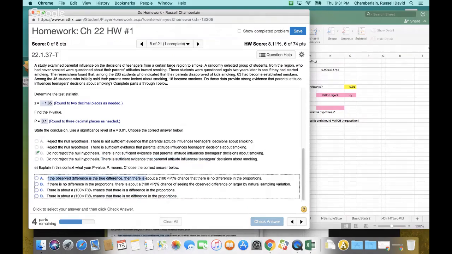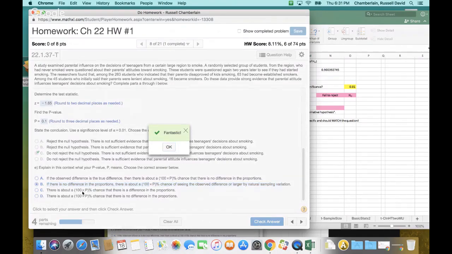If the observed difference is the true difference, if there's no difference in the proportions, yeah. So you see the difference here. This is saying there's a chance of seeing a difference due to sampling variation versus there's a chance that there's a difference, right? There's a chance that we observed a difference due to sampling variation versus there's a chance that there's a difference, period, right?